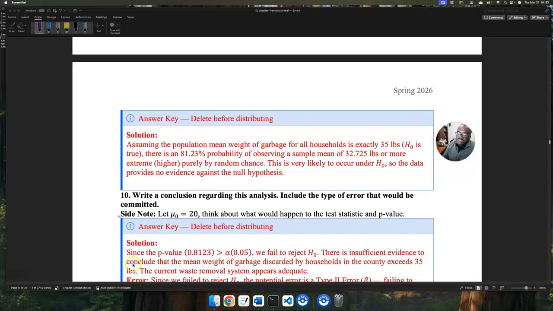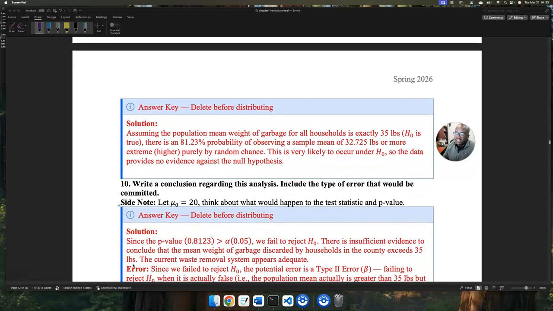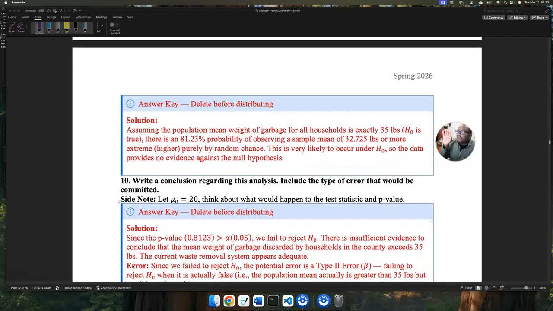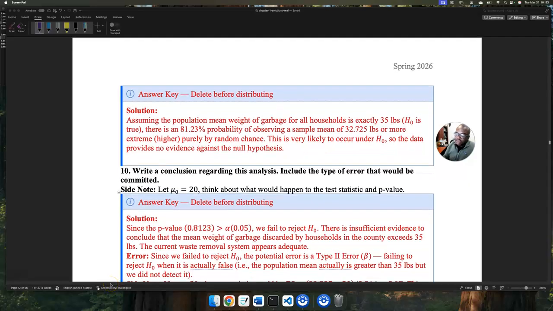So, type 2 error is the idea of failing to reject the null hypothesis. Once we fail to reject the null hypothesis, there's a possibility that we could be making an error. That's called a type 2 error, meaning that we are saying that the null hypothesis is true, based on the data, but in reality, mu is actually greater than 35, and our sample didn't detect it, okay?